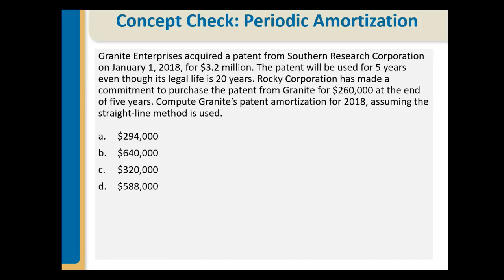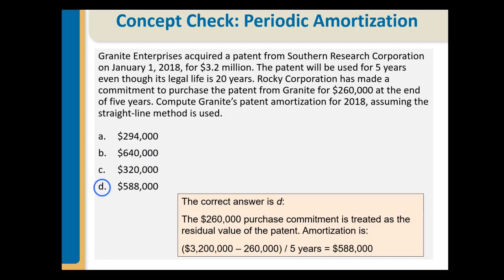Now, Granite Enterprises acquired a patent from Southern Research Corporation on January 1st, 2018 for $3.2 million. The patent will be used for 5 years, even though its legal life is 20 years. Rocky Corporation has made a commitment to purchase the patent from Granite for $260,000 at the end of 5 years. Compute Granite's patent amortization for 2018, assuming the straight line method is used.